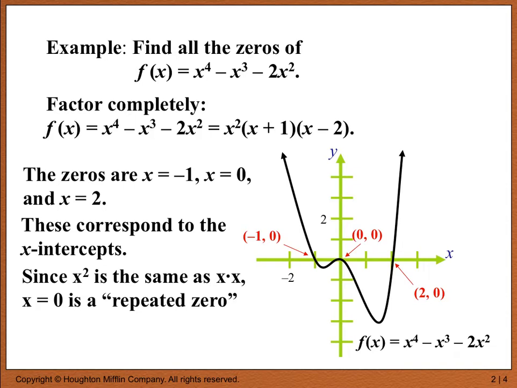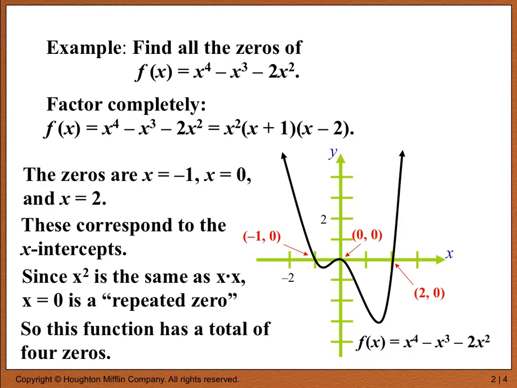Alright, so if you wanted to be really thorough about this, you would say that the 4 zeros of the function x to the fourth minus x cubed minus 2x squared are -1, 0, 0, and 2. So this function has a total of 4 zeros. And of course that matches the degree of 4.